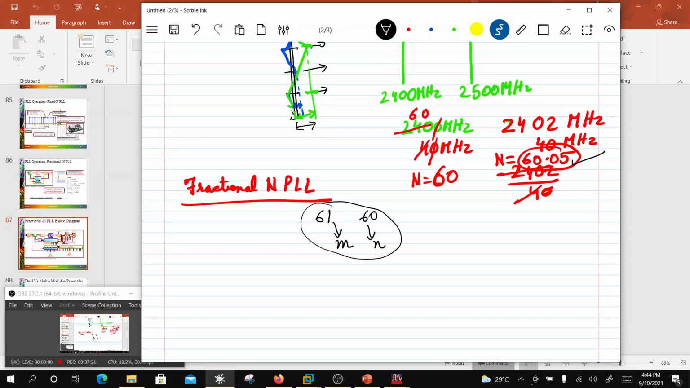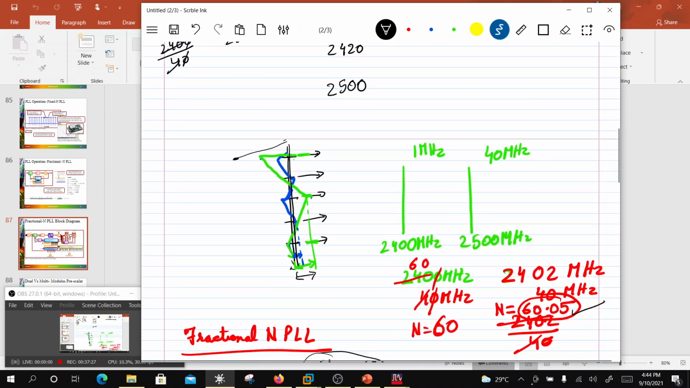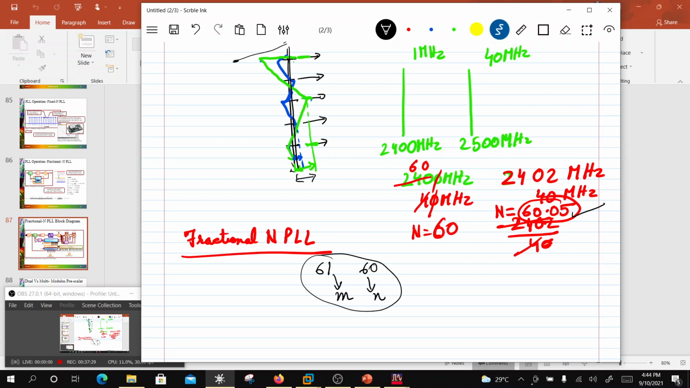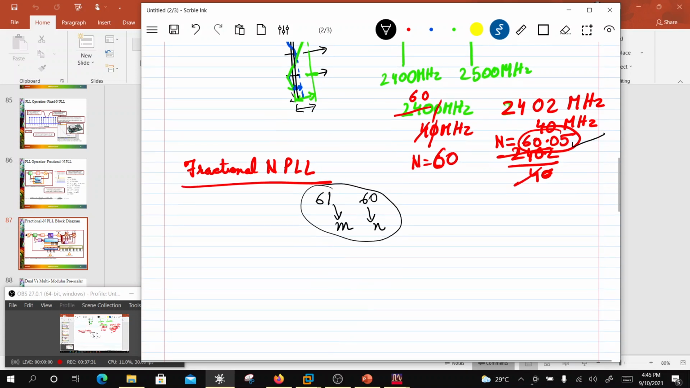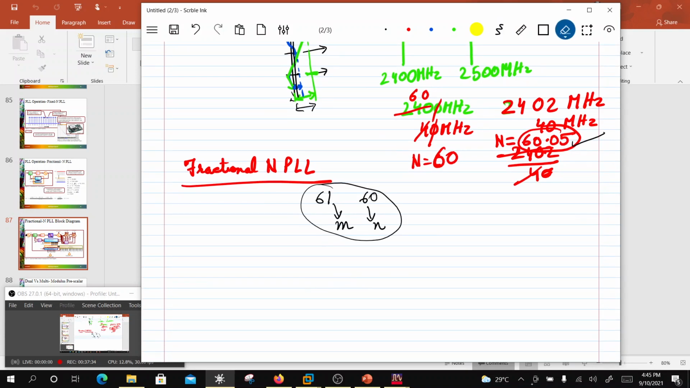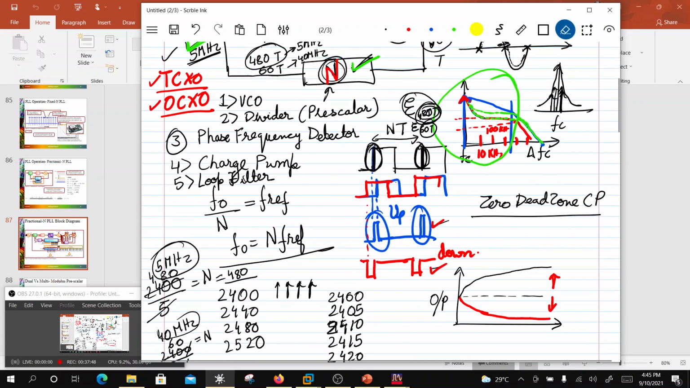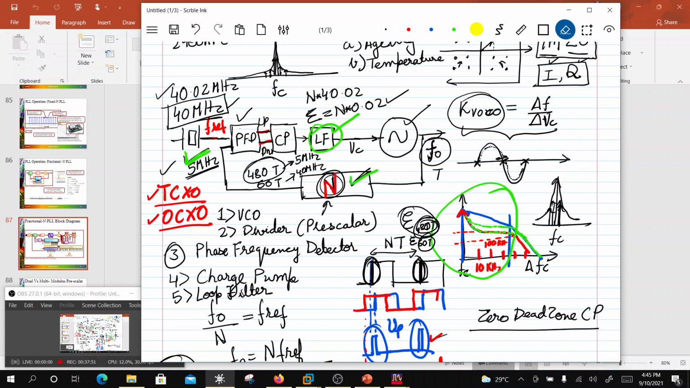What we are doing is, instead of dividing by a fixed N, we are dividing by N and N plus 1. So let me represent this as division by N and N plus 1. Small n times I'm going to divide by N, and small m times I'm going to divide by N plus 1, right? So when I do that, I can establish a fraction of N.